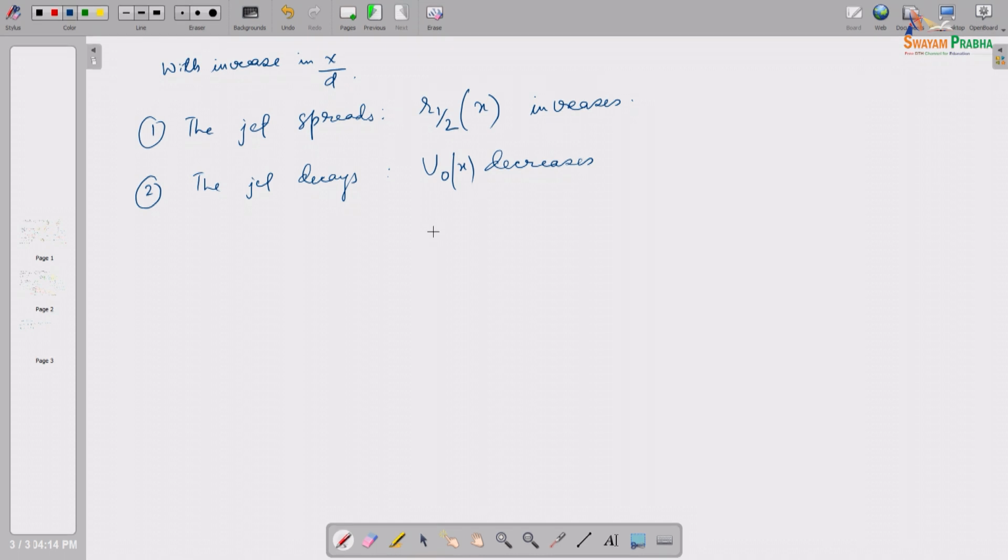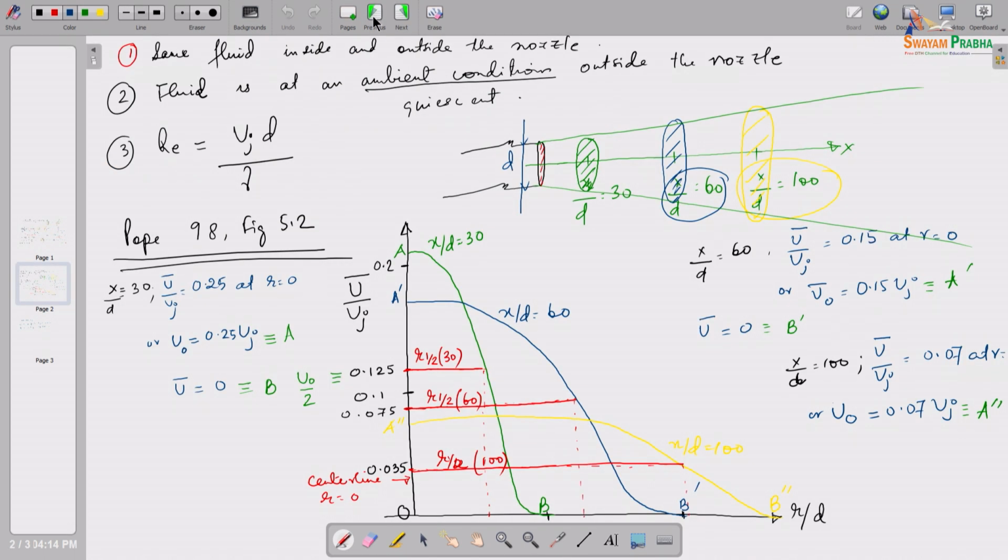Okay. Well, I think we will have to look at the spreading rate. The question will be, at what rate does it spread? And at what rate does it decay? So, that's all. Now I took random locations, and I can infer that as I increase x by d, the central line velocity is decreasing, and the jet is also spreading because r half is increasing. Okay, how quickly, at what rate? That is something we will do next to figure out. For now, that is all for this. Okay. So, we'll stop here.